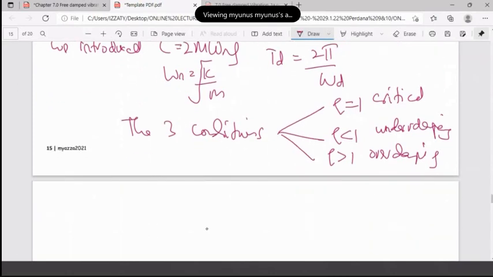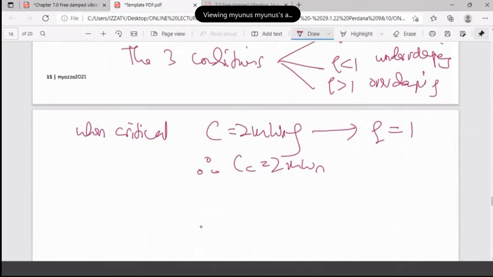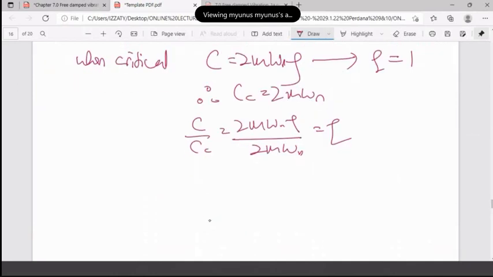Okay, so when critical, your c equal to 2m omega n zeta. And you know well that critical means that zeta equal to 1. Therefore, your Cc equal to 2m omega n. Remember that one, yeah? You have Cc now. Cc is critical damping. So in other words, you can put c by Cc equal to 2m omega n zeta over 2m omega n. You can automatically cancel it off, and this will give you zeta. And in conclusion, you know that zeta is very high compared to 4 times or 5 times of the actual c. Okay, so that is one.